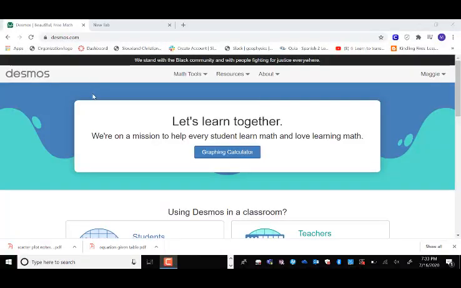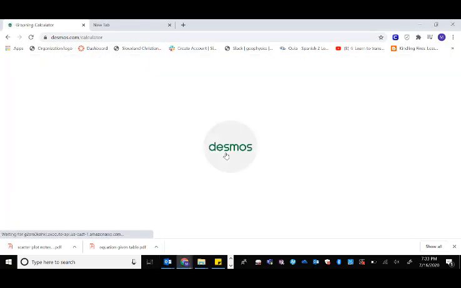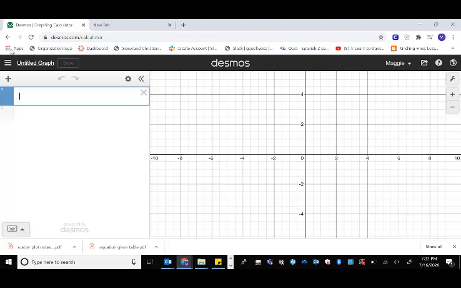So to add your data to Desmos, you first need to go to desmos.com. Click on the graphing calculator. And over here in the corner, there is a plus. You want to add a table because that's what we have. We have a data table.